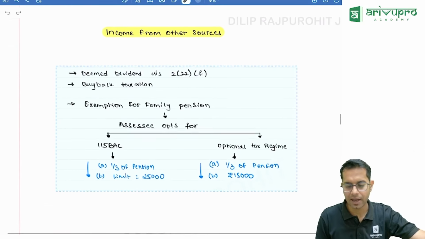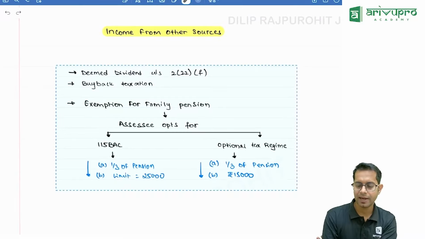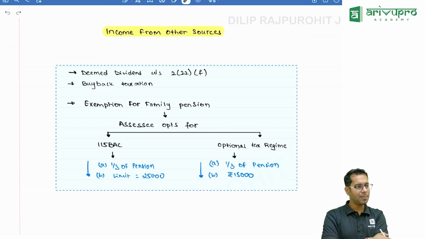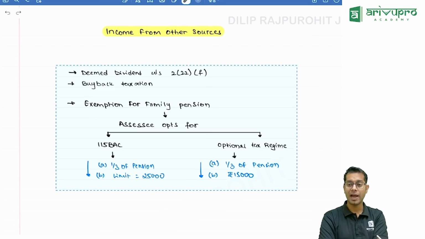Then, sir, in income from other sources, is there any change? Yes, a new section has been added under deemed dividend, section 2, clause 22, sub-clause (f), which is about buyback of shares. And exemption for family pension. For family pension, if you remember, family pension is taxable under other sources. Now, family pension, in whosever hands you are taxing it, that person will get an exemption.